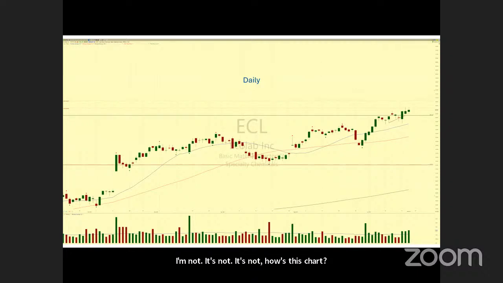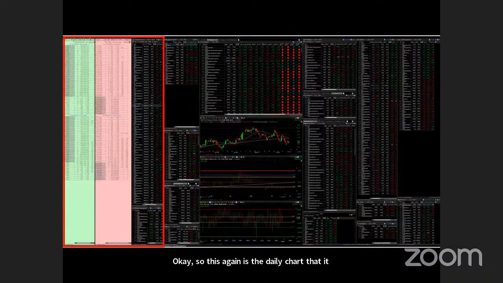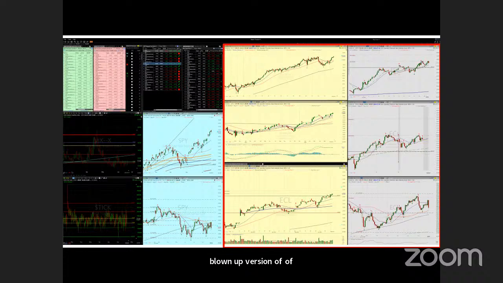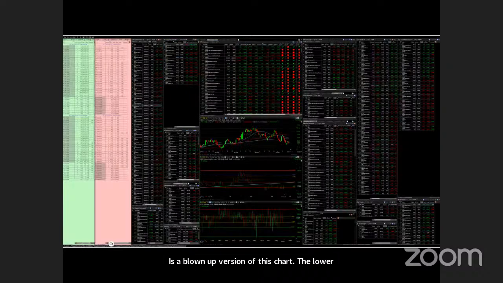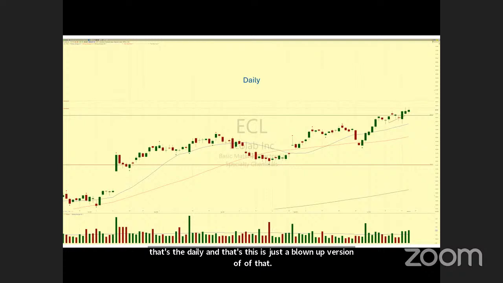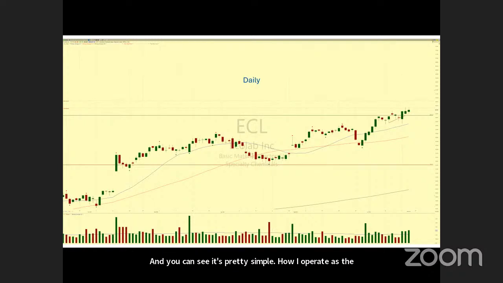Okay, so this again is the daily chart, just a blown up version of this chart. The lower middle, that's the daily, and this is just a blown up version of that. And you can see it's pretty simple. How I operate is the green horizontal line is my entry target. So I'll go through my process. I'll set that green line as my trigger.